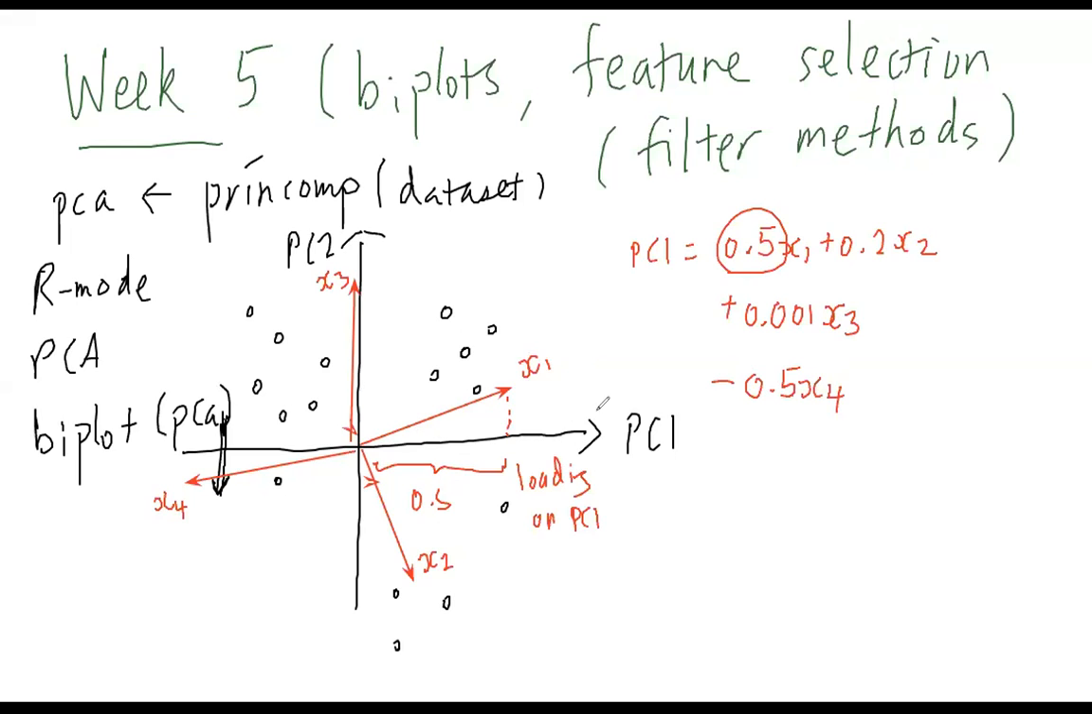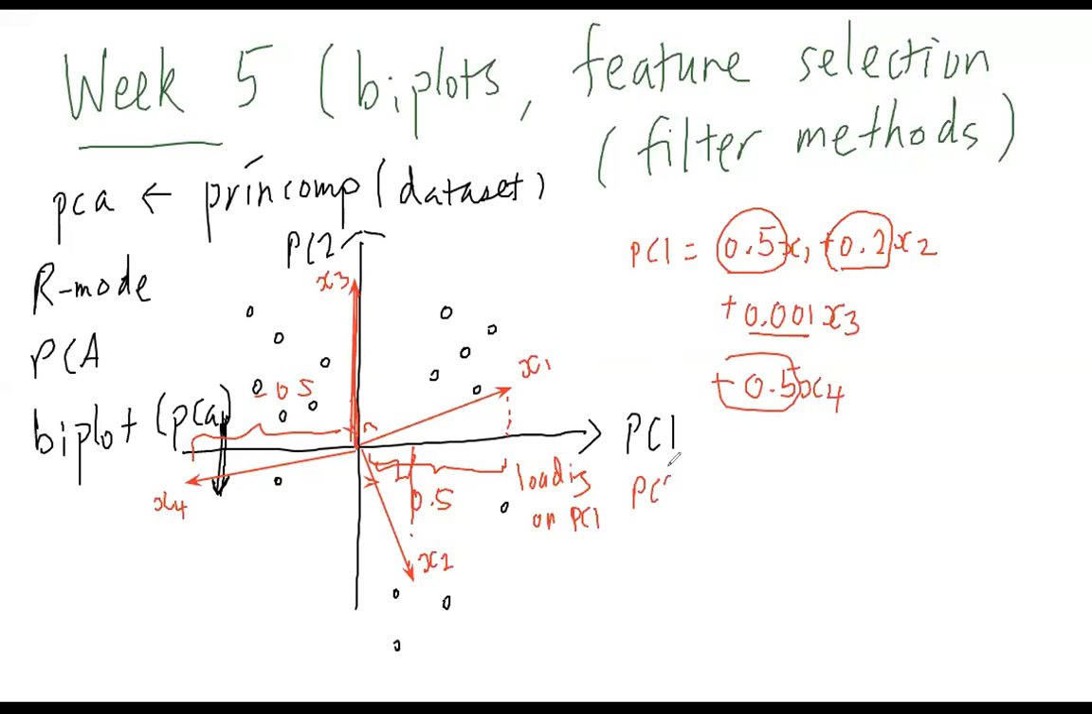This vector has an x and y component. The 0.5 will be here, and for x2 you can see that the x component goes only until here, corresponding to 0.2. For x3 it's very small. It's perpendicular, actually along your PC2. And for x4, minus 0.5, it's on the negative side. The minus 0.5 represents the length here.